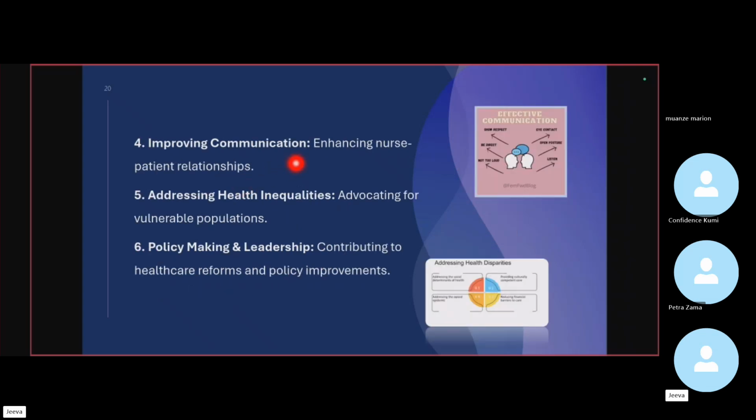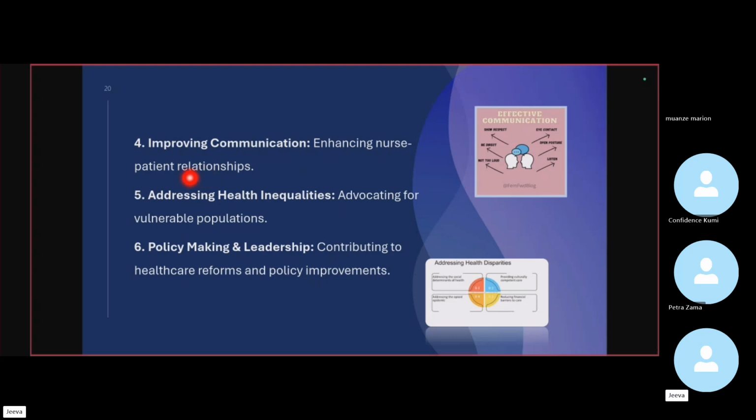Then improving communication. As I told you, for the nurses and for the patient, the important tool is communication. So you should enhance the nurse-patient relationship. That is, you should build up trust between you and your patient so that you can have proper communication. You can build trust, and you can respect your patient. In such a way, you can improve the communication between the nurse and the patient.